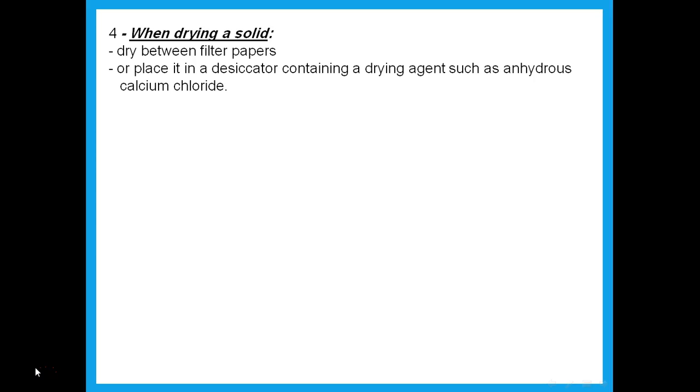Or I can tell him to place it in a desiccator. A desiccator is a glass container with a cover and it's containing a chemical at the bottom. This chemical at the bottom is a drying agent, something like anhydrous calcium chloride. And remember, if he's using anhydrous calcium chloride somewhere and he asks you why we are using it, then we're probably using it to dry the solid. Okay.